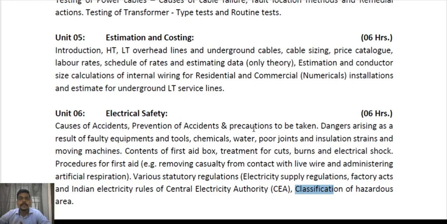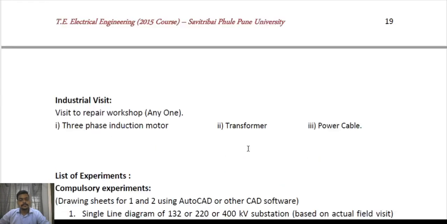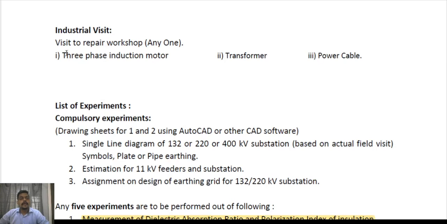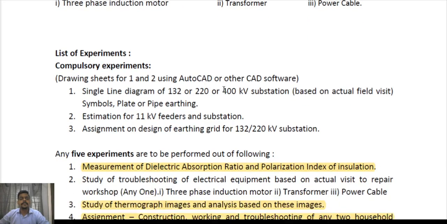So the subject is very interesting. After this, we are having the industrial visit, or a visit to a repair workshop also. So we will go to at least one repair workshop, maybe for a 3-phase induction motor or a transformer.